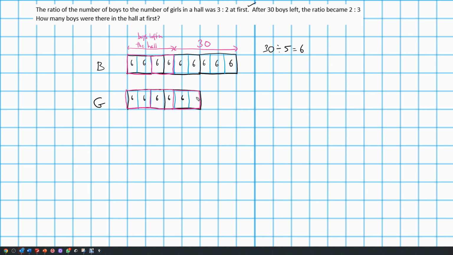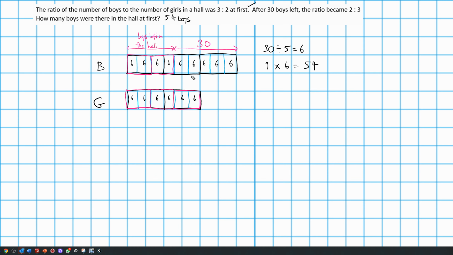Okay, and now let's go back and check what the question is. We've been asked how many boys were in the hall at first. Well, that was the whole of this model here. So 1, 2, 3, 4, 5, 6, 7, 8, 9. That's 9 parts. So we want 9 times 6, which gives us 54. So that is the answer. That's how many boys were in the hall at first.